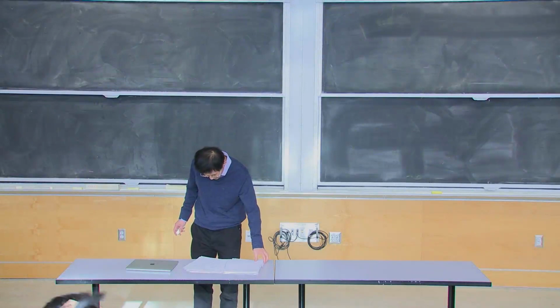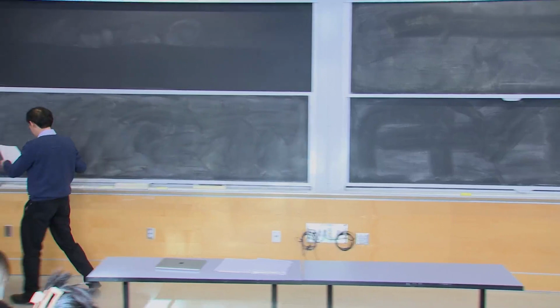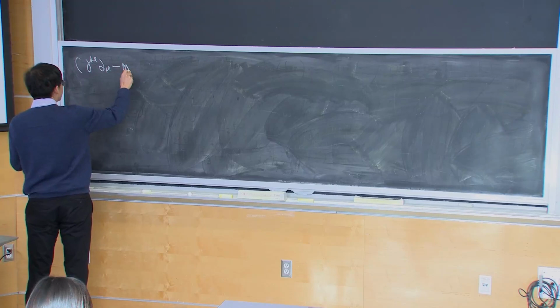So last time we talked about the Dirac equation. The Dirac equation has the following form: (gamma^mu partial_mu minus m) psi equals zero. Okay?